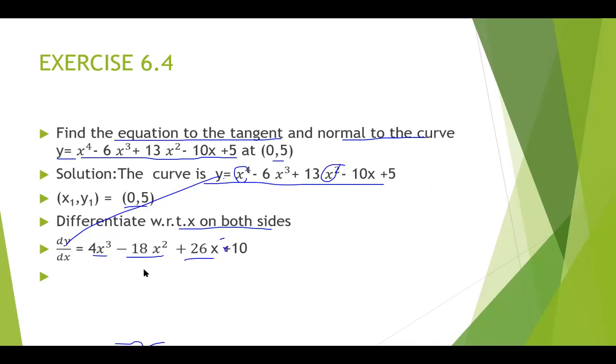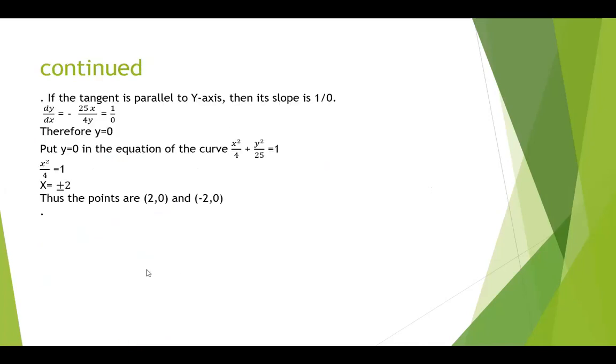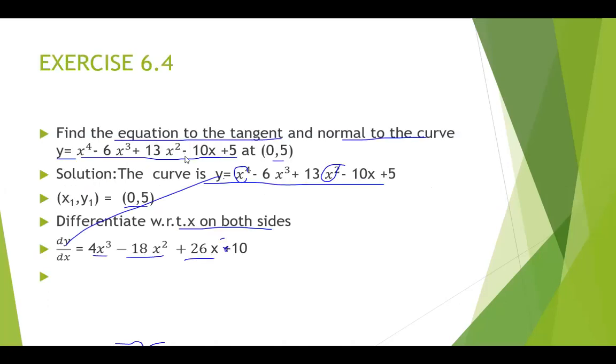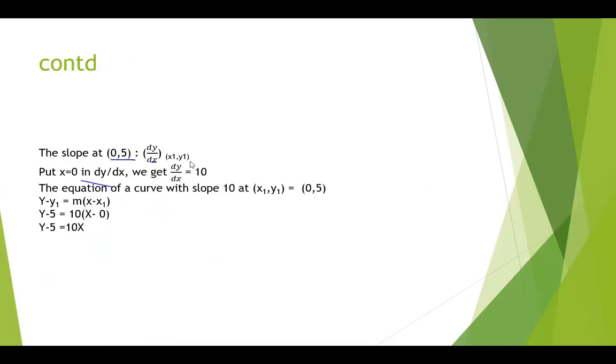Then, suppose I want dy by dx at that particular point (0,5), I will substitute x is equal to 0 in dy by dx. Then we'll get it as 10. Or here only you make it as plus 10x, so that the slope is plus 10. Then dy by dx at that particular point is got as 10. So this is the slope of the curve at that point, which is equivalent to the slope of the tangent drawn at that particular point.